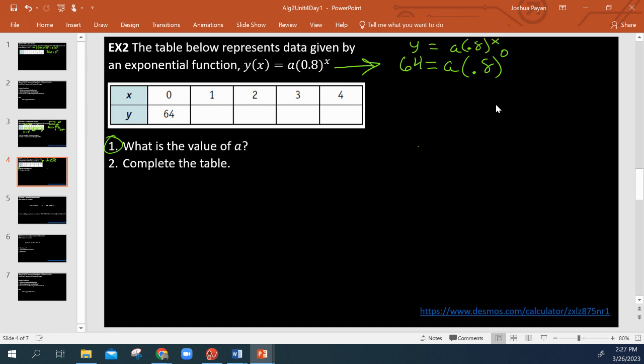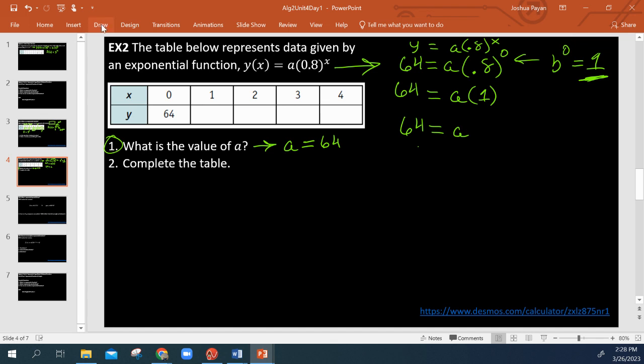And I've substituted for everything there, right? You'll remember that anything to the 0 is always 1. So this effectively becomes a times 1 equals 64. And anything times 1 is just itself, and we're done. So a is 64.